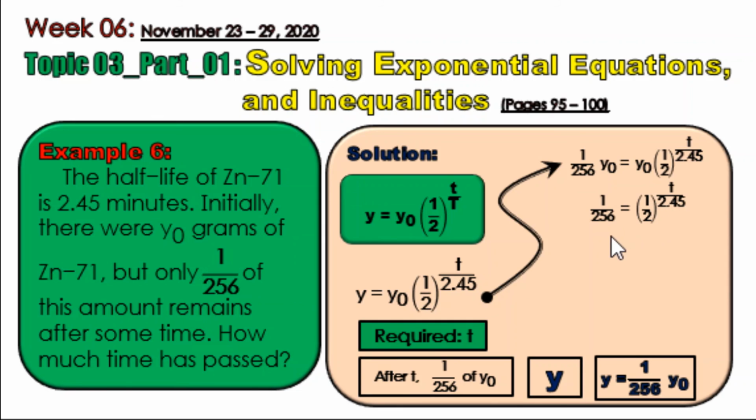So how do we make these have the same bases? 1 over 256 can be expressed as 1/2 raised to 8. So 1 raised to 8 is 1, 2 raised to 8 is 256. Now we already have the same bases, which is 1/2, and therefore we can now equate the two exponents. So we have 8 is equal to t over 245.